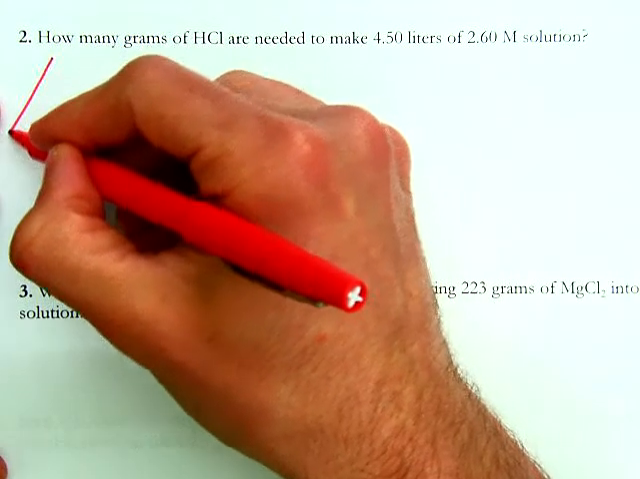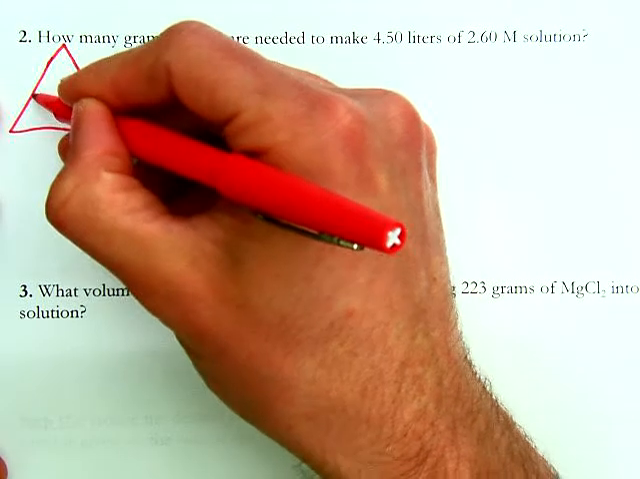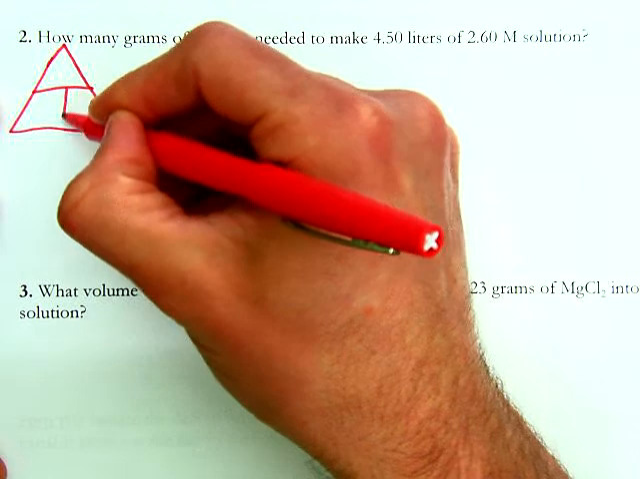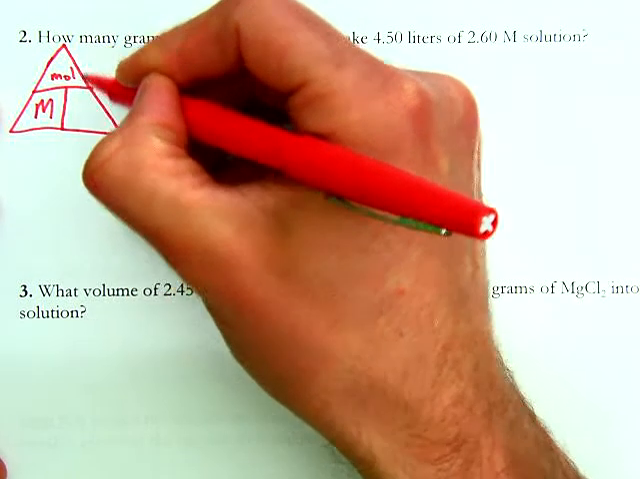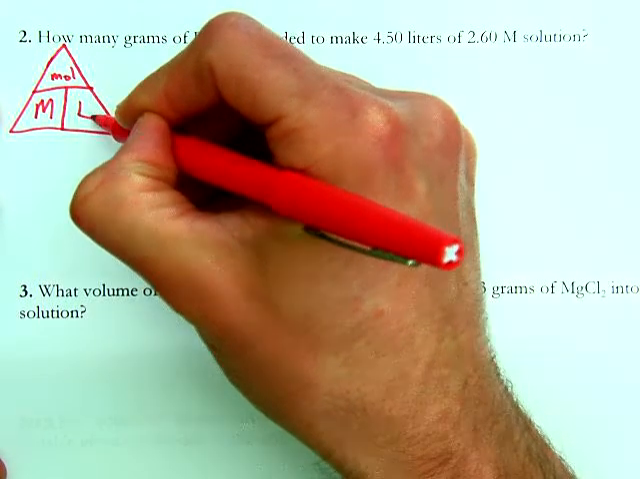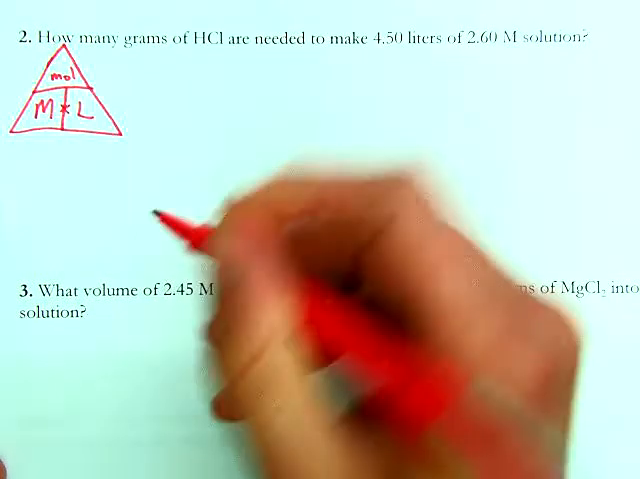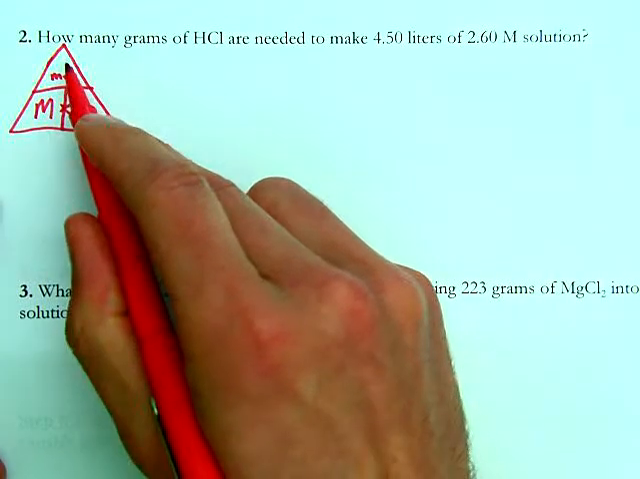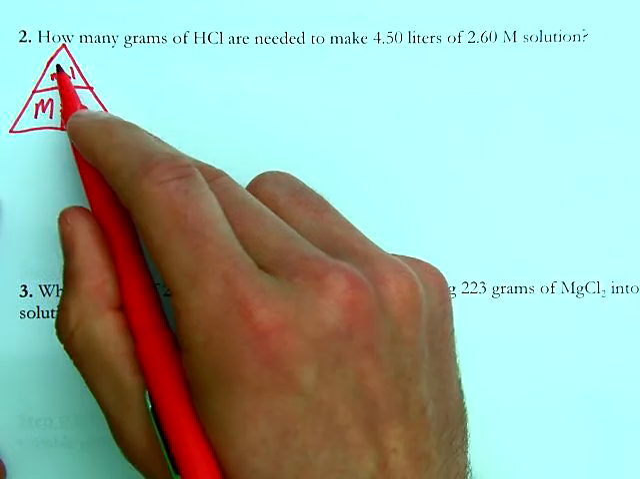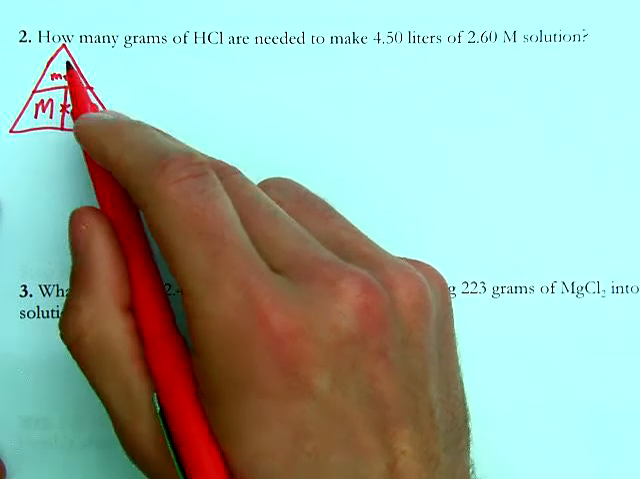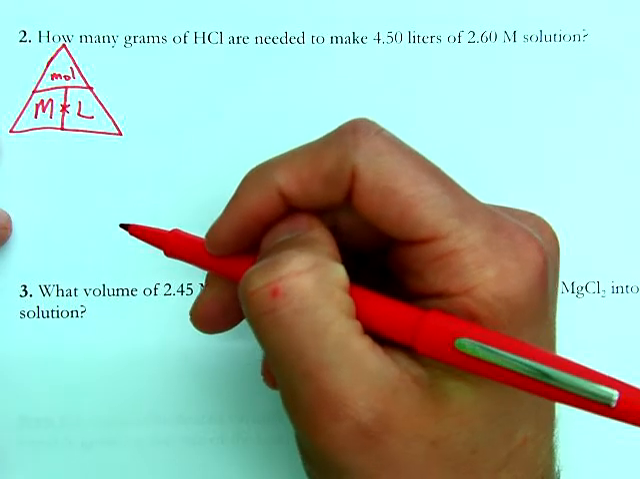Some students like drawing a triangle like this to help solve, where you break this up, you say molarity is moles over liters, right? And these are being multiplied. So molarity is moles divided by liters. Volume in liters is moles divided by molarity. And moles is molarity times liters. So you're always going to end up with 2 of those 3 and solve for the other.